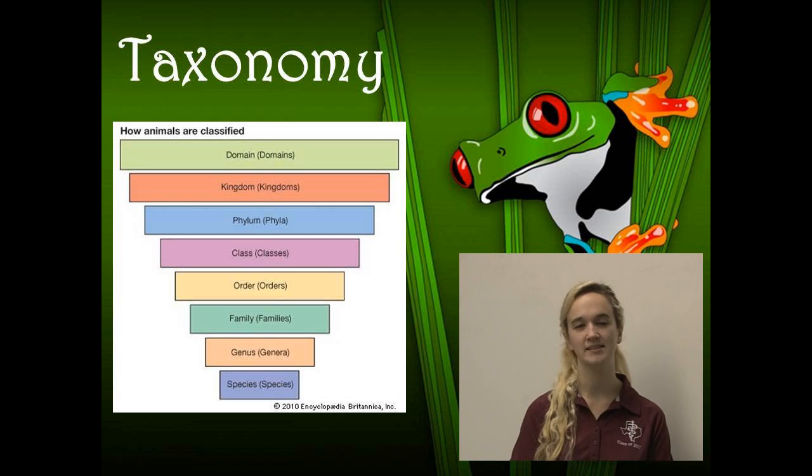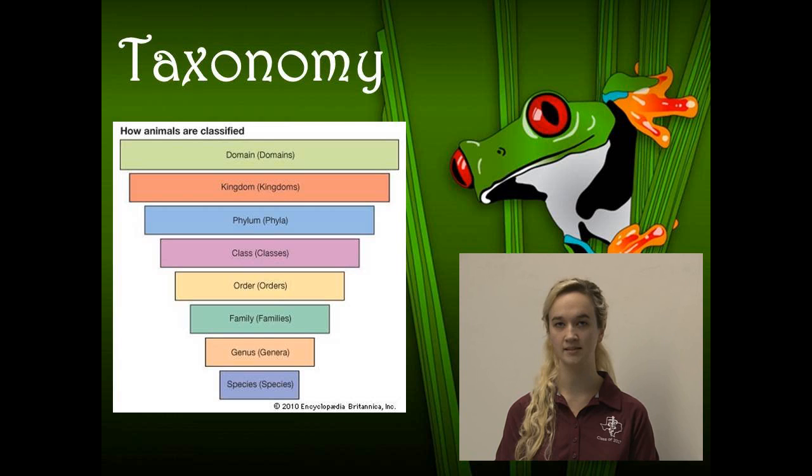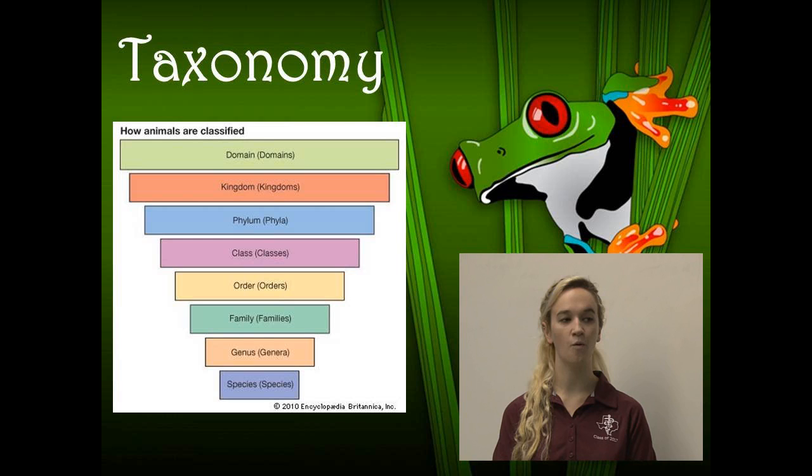So we organize them into domains, and then domains are split into different kingdoms. Kingdoms are split into different phylum. Phylum are split into classes. Classes are split into orders. Orders are split into families. Families are split into genus, and genus are split into species. So a group of species that are similar make a genus, a group of genera that are similar make a family, and so on and so forth.